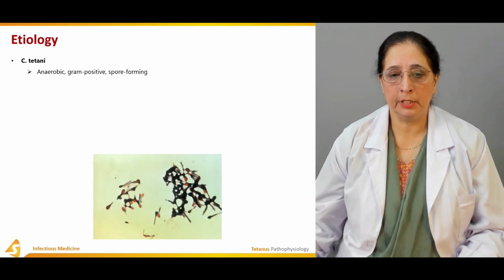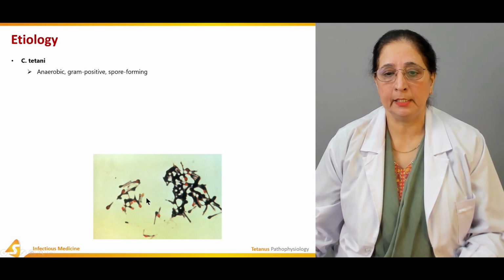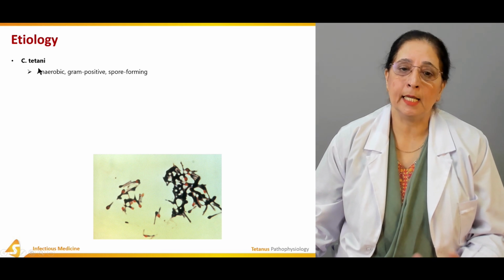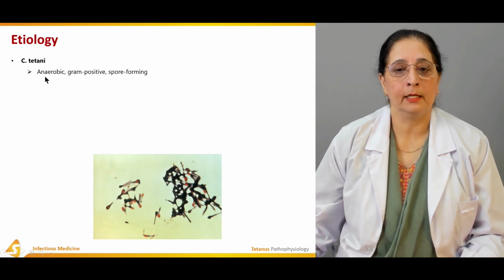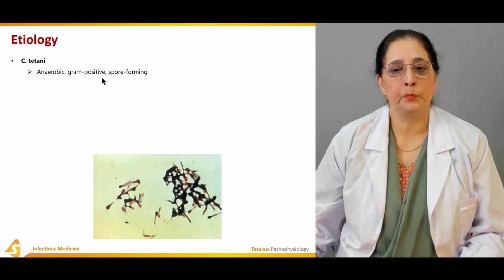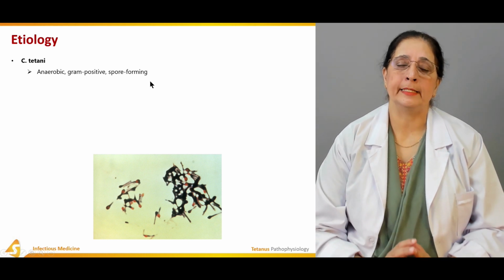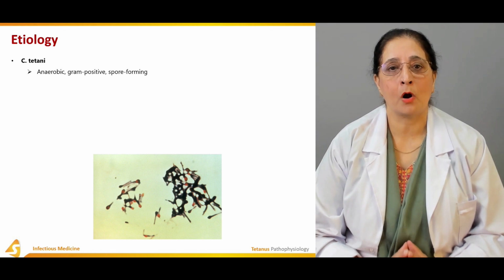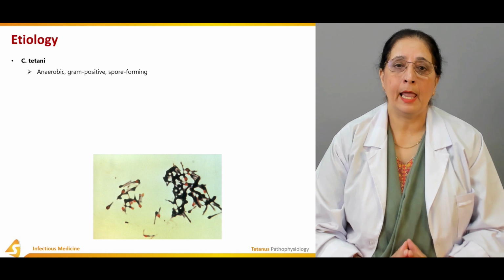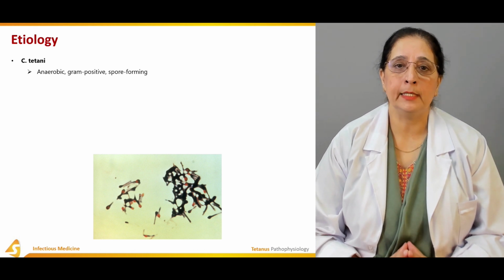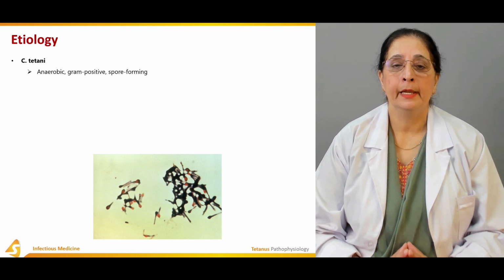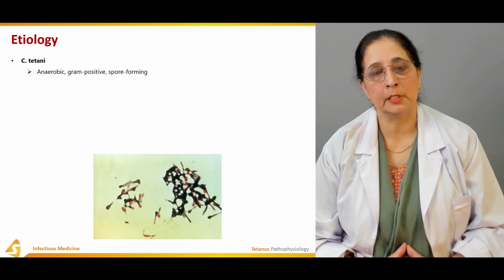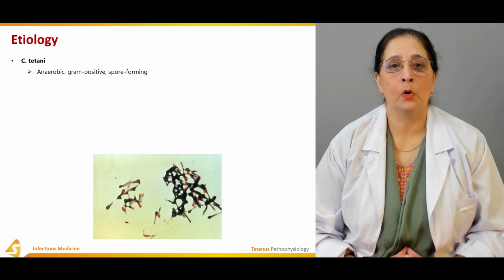So etiology, you can see the Clostridium tetani in this picture. Clostridium tetani is an anaerobic, gram-positive, spore-forming bacteria. So it's anaerobic, meaning it does not require oxygen for growth. Anaerobic can grow in the absence of oxygen, can be stained with the gram stain, so it's gram positive, and is spore forming.